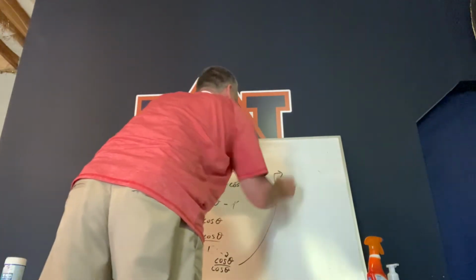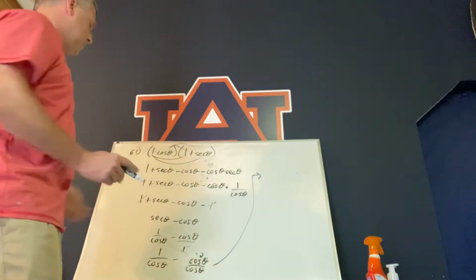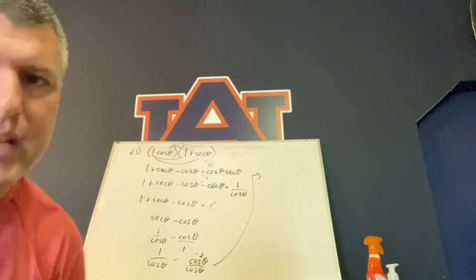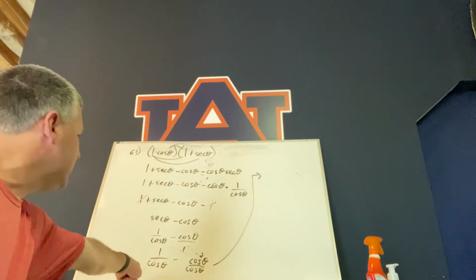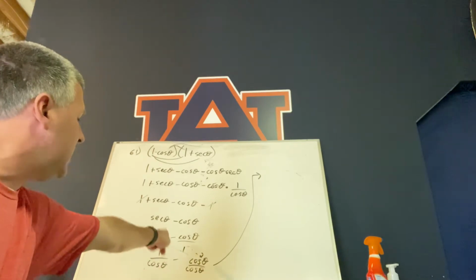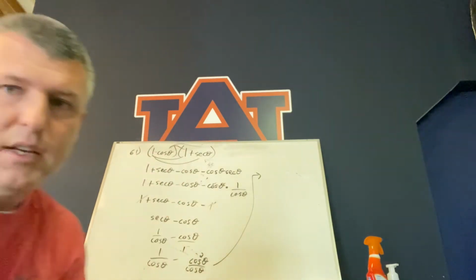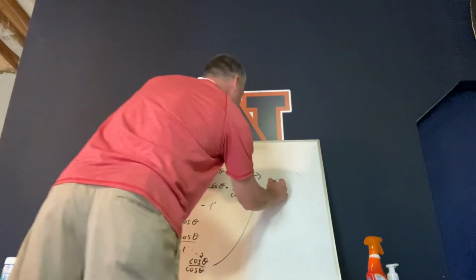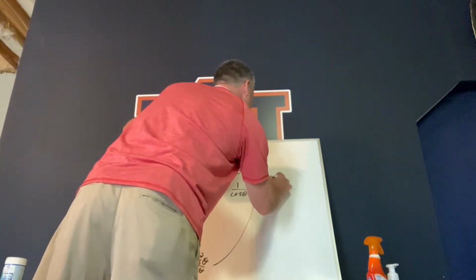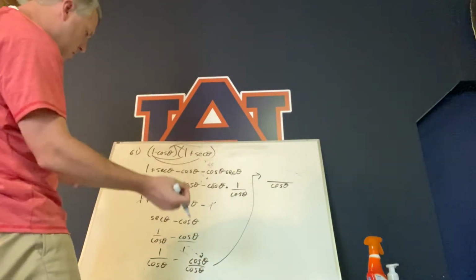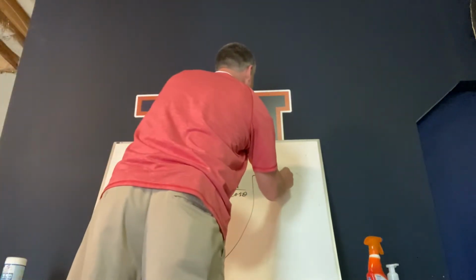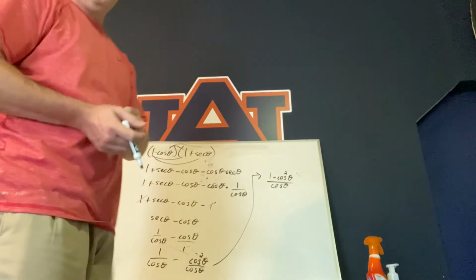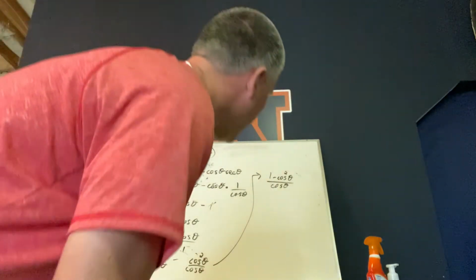So we're going to move this up here so hopefully you can see it better. At the bottom there, I've got 1 over cosine theta minus cosine squared theta over cosine theta. Write down the denominator one time and then write down the numerator. So that's going to be 1 minus cosine squared theta, over cosine theta. Okay? So that's what we have now.